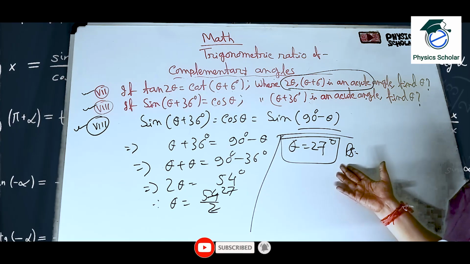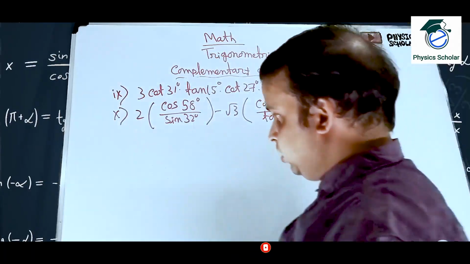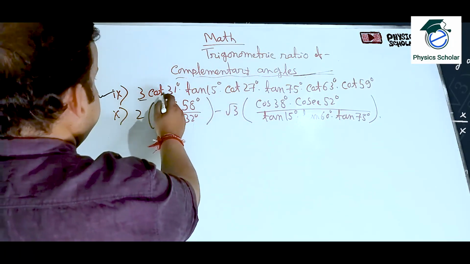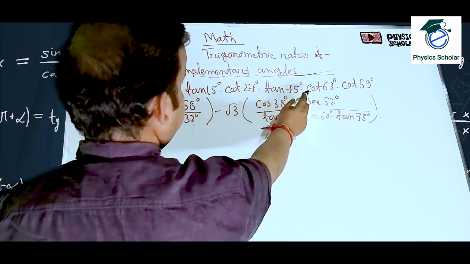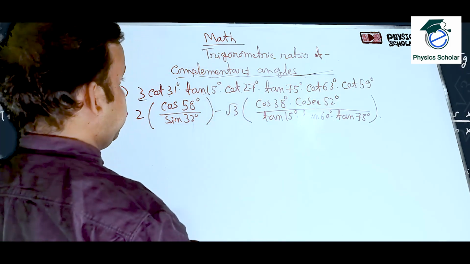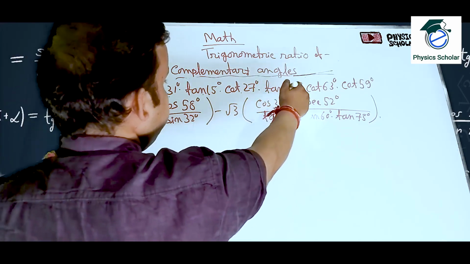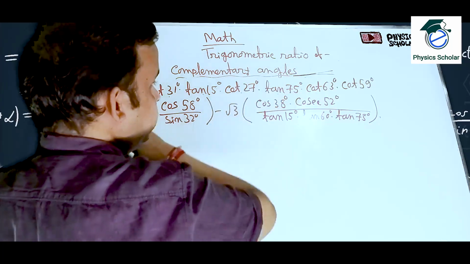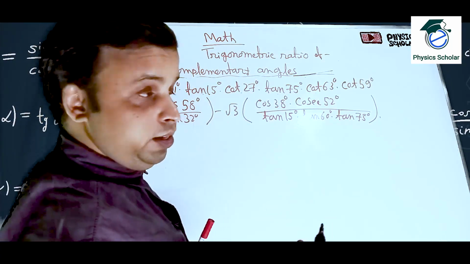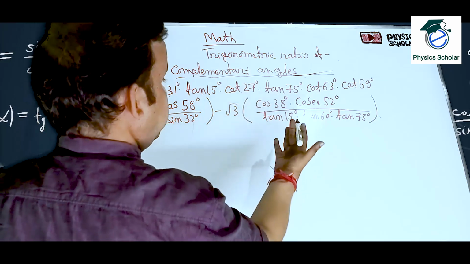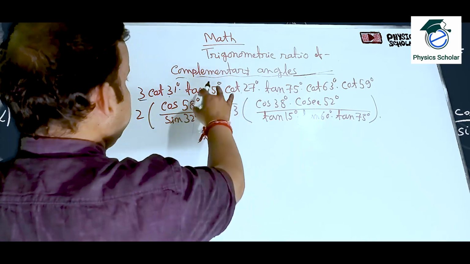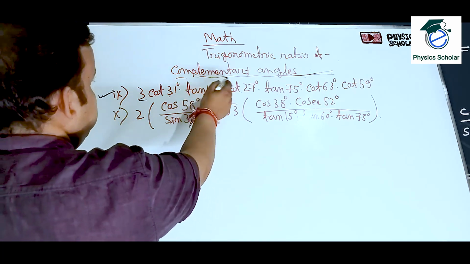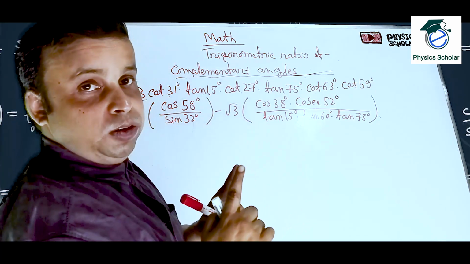Now, let us move to sum number 9 and 10. So, now students, let us solve sum number 9 for today's episode. Clear? So, what is given: 3 cot 31, tan 15, cot 27, tan 75, cot 63 and cot 59. See, these values we do not know. If it is 30 degree, 45 degree, 90 degree, 60 degree, or 0 degree, then easily we can put the value, those values we know already. But for these values we could use the trigonometric table, but it is not allowed. We have to solve this by using the complementary angles. So, complementary angles means summation of the two angles will be 90 degree.